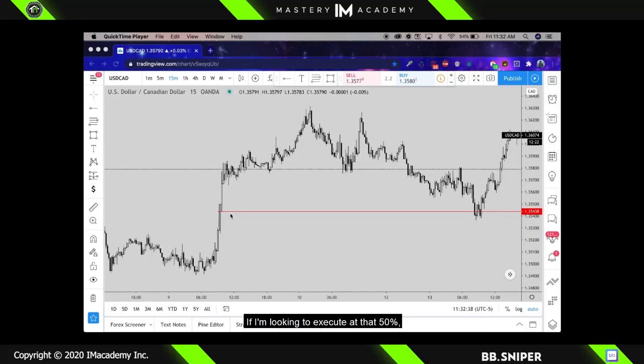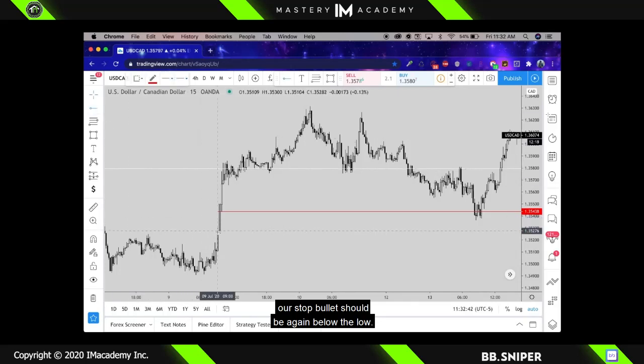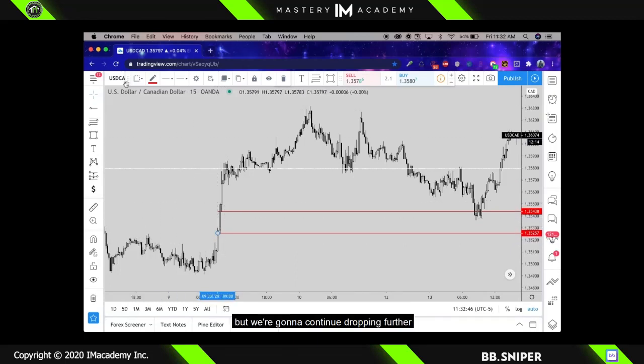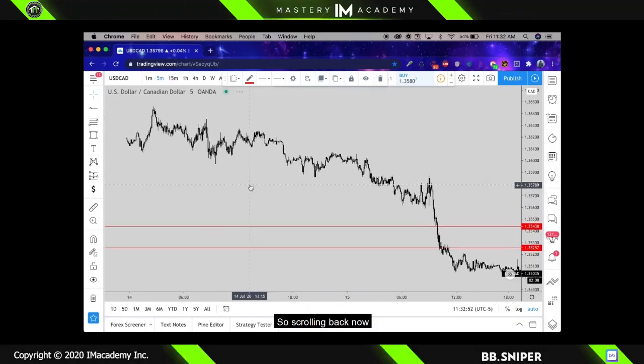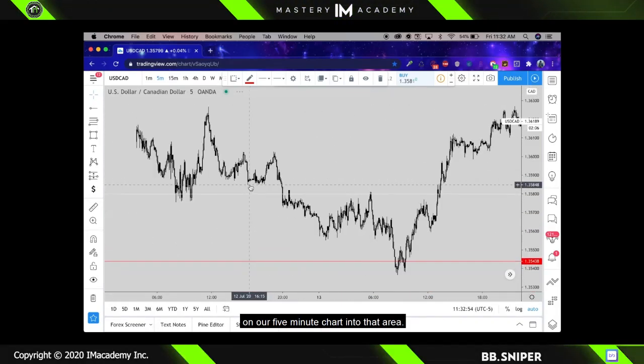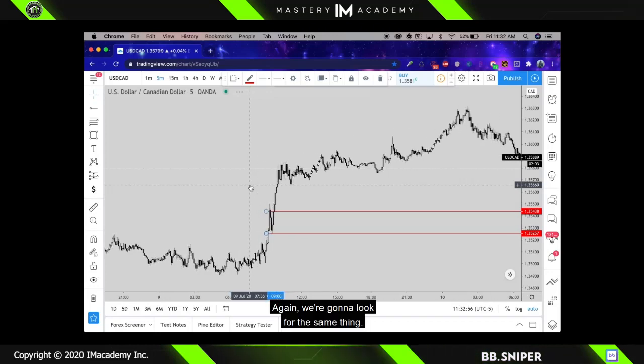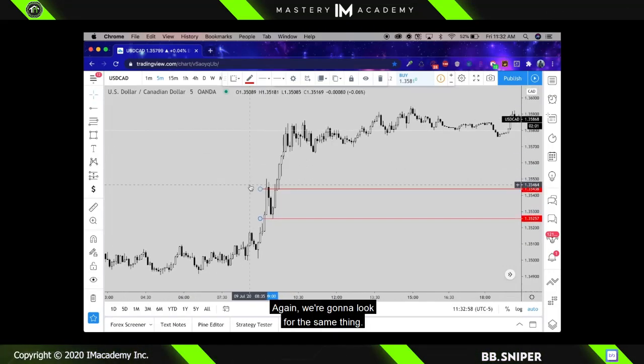If I'm looking to execute it at 50%, our stop should be, again, below the low. Okay, so on our 15-minute chart, this is where the low is, but we're going to continue dropping further and further down to get that precision in there. So scrolling back now on our 5-minute chart into that area, again, we're going to look for the same thing.